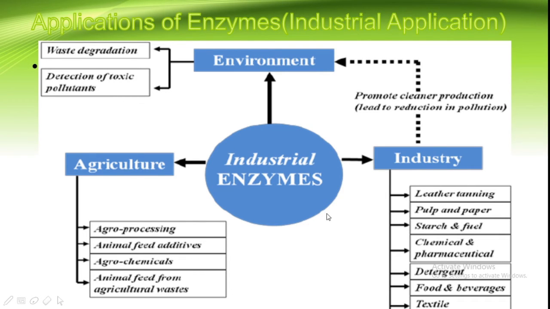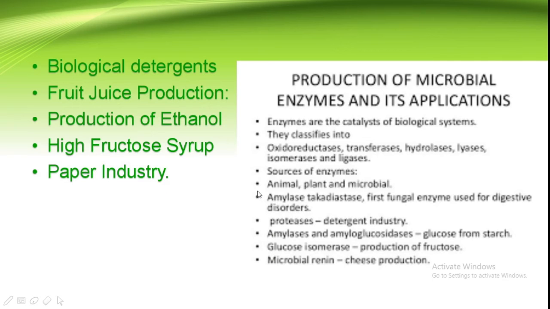Now the applications of the enzymes: in waste degradation, detection of toxic pollutants, the environment, promoting cleaner production, leading to reduction. Industrial enzymes are used in leather tanning, pulp and paper, starch and fuel, chemical and pharmaceutical, detergents, food and beverages, textiles, agro processing, animal feed additives, agrochemicals, and animal feed from agricultural waste, etc. These are the enzymes which are used in the industries.